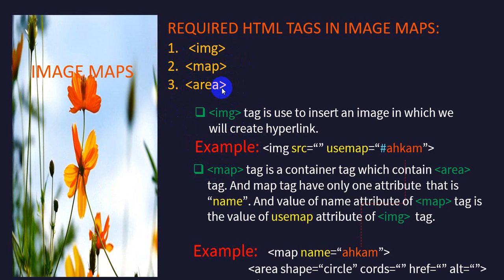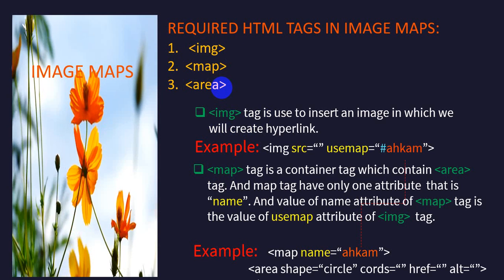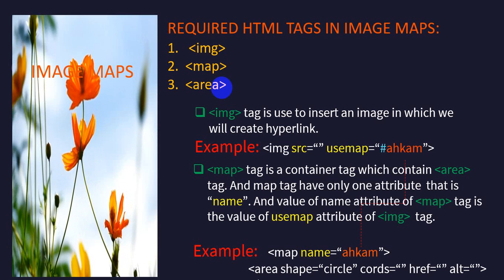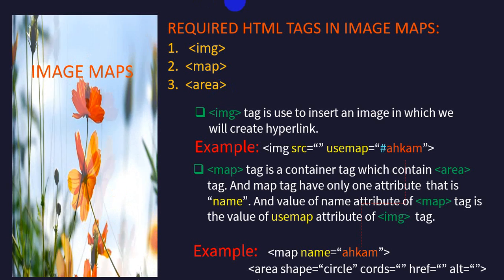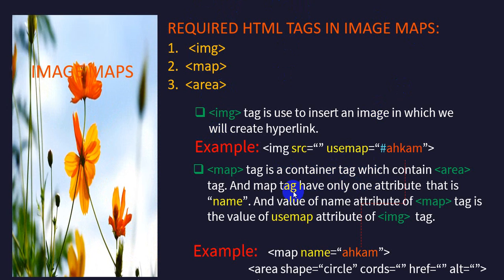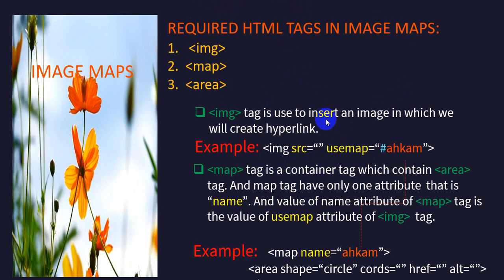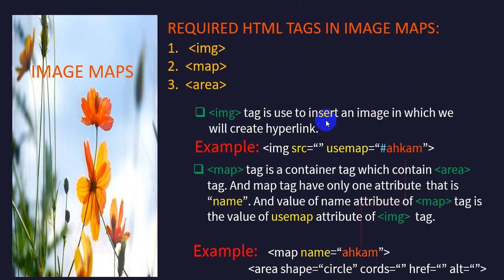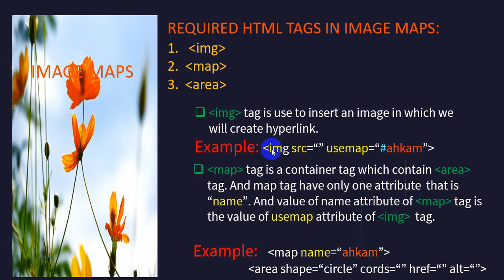So the first thing, I think now you are very clear that if we are going to insert multiple hyperlinks on a particular image file, for this we have to insert an image. One important thing, very important: if you are going to use image mapping, you have to use the usemap attribute in this img tag.